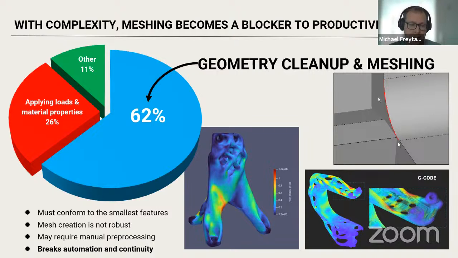So the problem with meshing is that with these challenging geometries that we can actually create with additive manufacturing, the mesh has to conform to the smallest feature, which is difficult in the best case and impossible in the worst. The mesh creation process is not particularly robust, and it may require manual pre-processing and manual intervention to actually generate these meshes. And so this whole process of meshing breaks automation and continuity. So it interrupts the design process and interrupts the thought process as well that occurs during design.